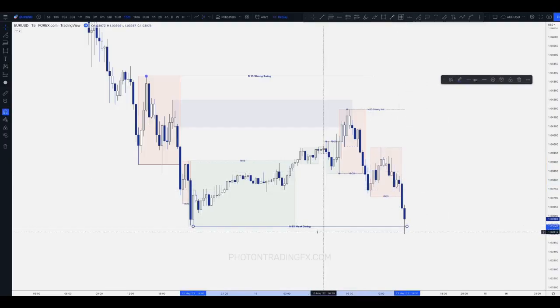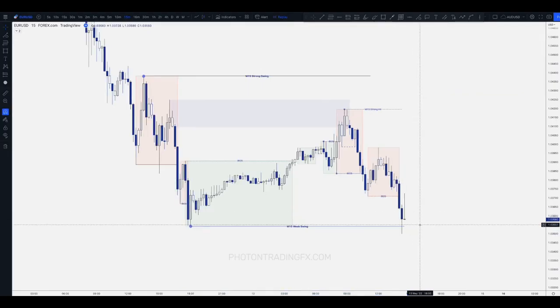And as we know in the previous one, we didn't get a break and closure below, so that wasn't a swing BOS. And then we start to retrace aggressively. So obviously that's pretty strong bullish confluence that maybe we're going to have a decent retrace here.